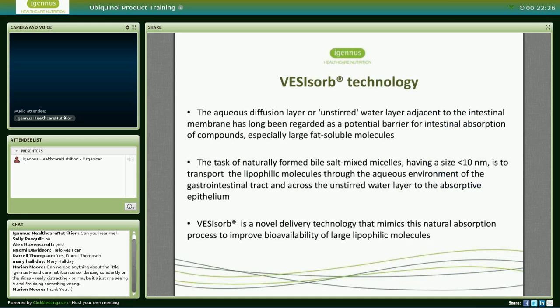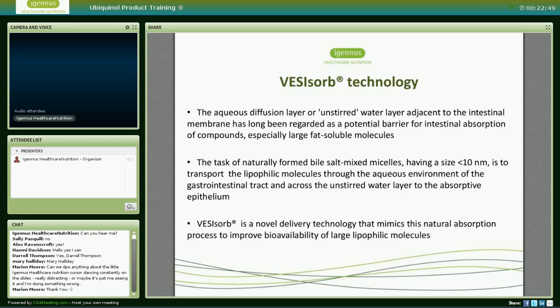And so the next area that we look at is the issue with this unstirred water layer. And this is where a novel technology called VESIsorb steps in. And we use this with our solubilized ubiquinol. And the VESIsorb technology is quite clever.